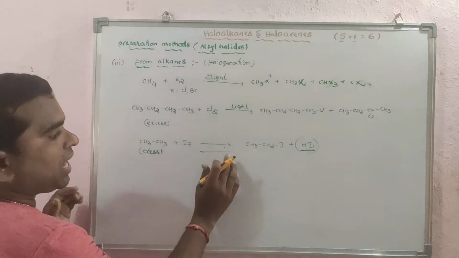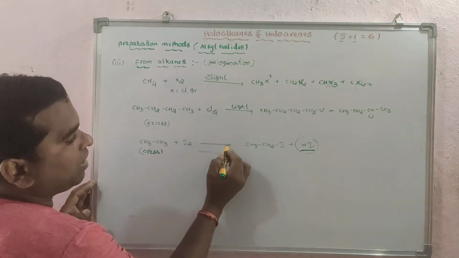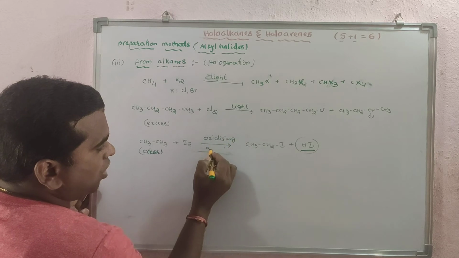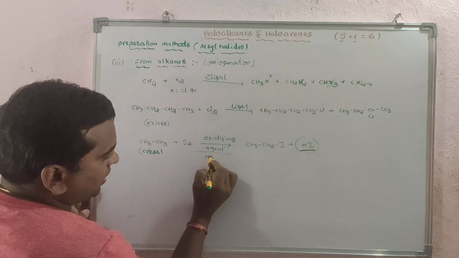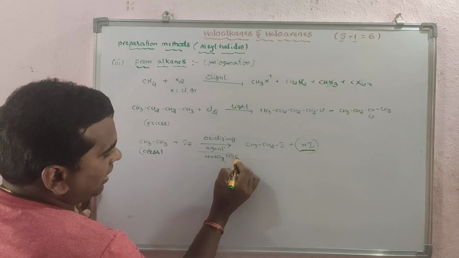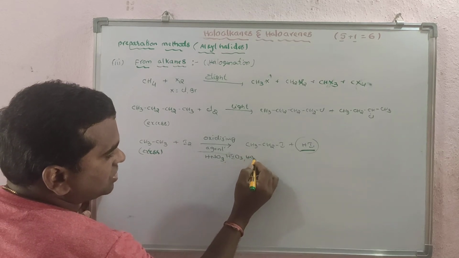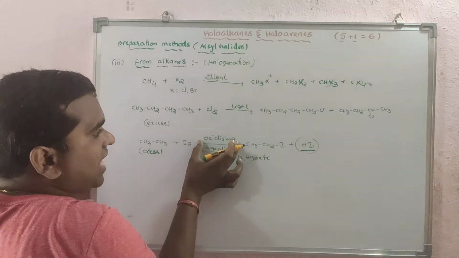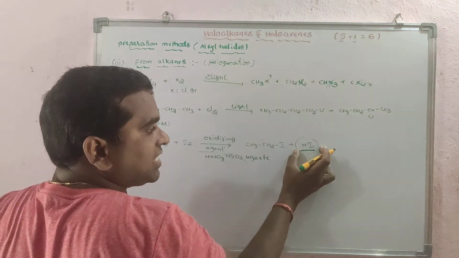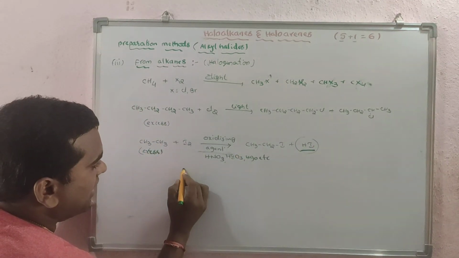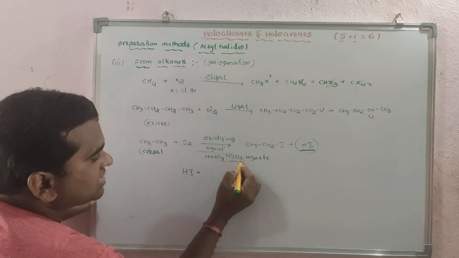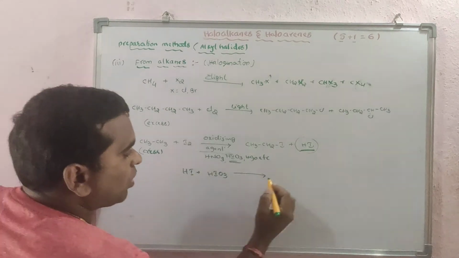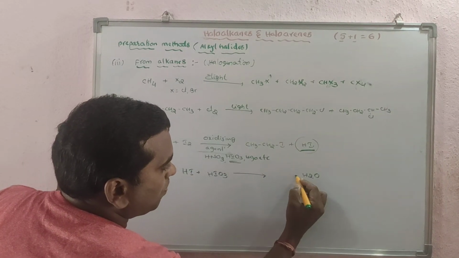So if you want to prepare alkyl iodides by this method, what do you have to do? You have to use oxidizing agents, like HNO3 or HIO3 or HgO, etc. If I use these oxidizing agents in this reaction, they react with the HI. Suppose I take HI and use HIO3 in this reaction, it will react with HIO3. Clear? Then you will get H2O plus iodine.